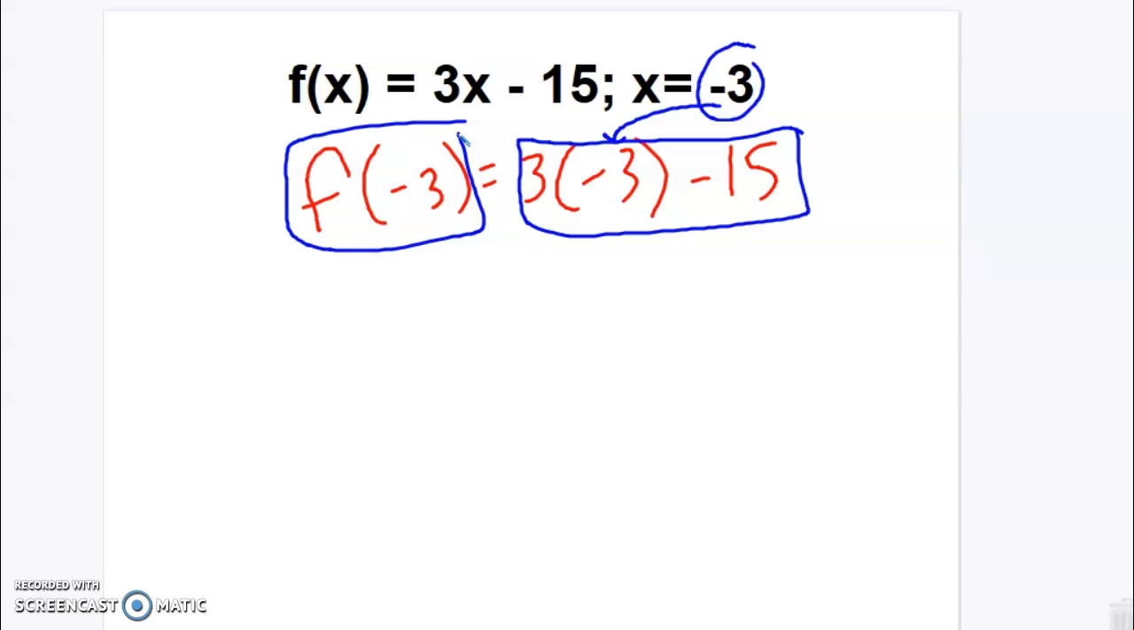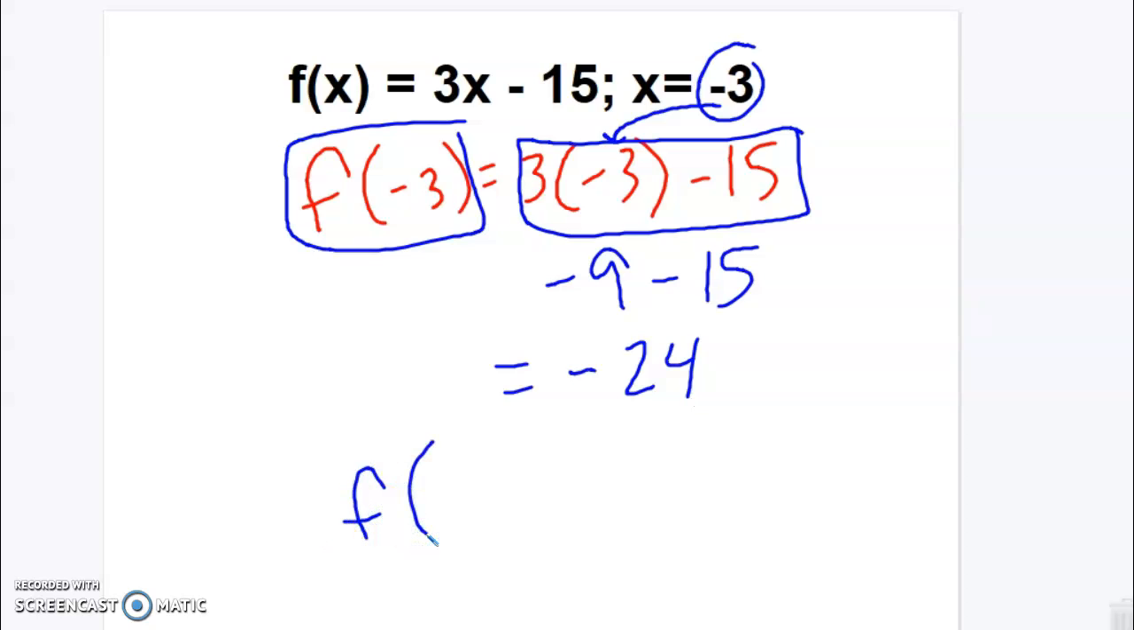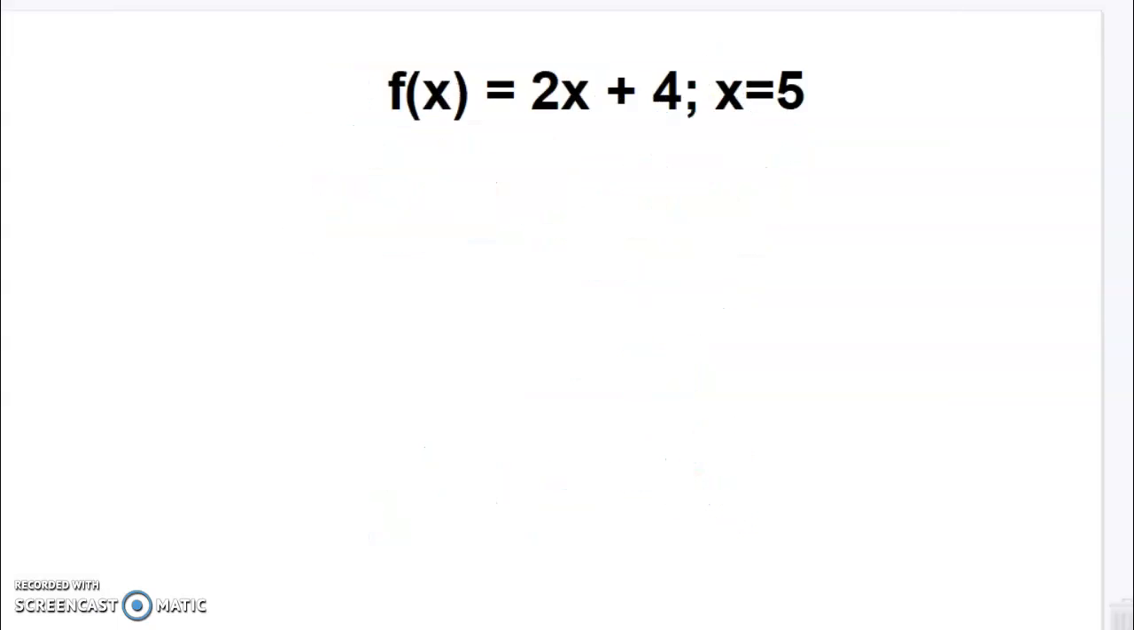So we're going to go ahead and do 3 times negative 3, which gives us negative 9, and then negative 9 minus 15 gives us an answer of negative 24. So then our final answer is read as when f of negative 3, when x is negative 3, we get an answer of negative 24. All right, let's take a look at another one.